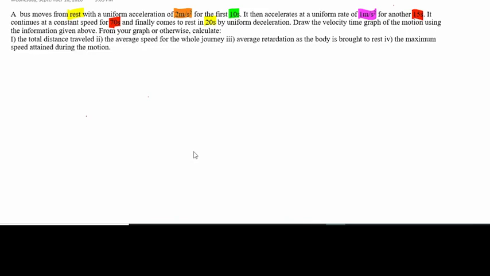This question is actually a very simple one, which we will solve. In solving this question, we have to first of all draw our velocity time graph. The velocity time graph is a graph that has velocity on the y-axis and time on the x-axis. So we have to label the graph. This is for our velocity, and here is for our time.